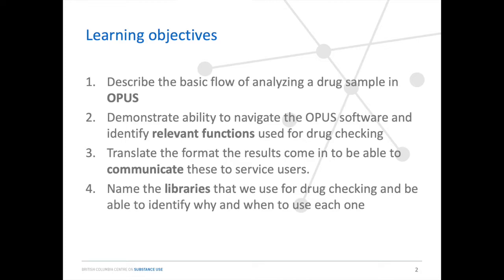By the end of this webinar, you should be able to describe the basic flow of analyzing a drug sample in OPUS, demonstrate the ability to navigate the OPUS software and identify the relevant functions used for drug checking, translate the format the results come in to be able to communicate these to service users, and finally, name the libraries that we use for drug checking and be able to identify why and when to use each one.